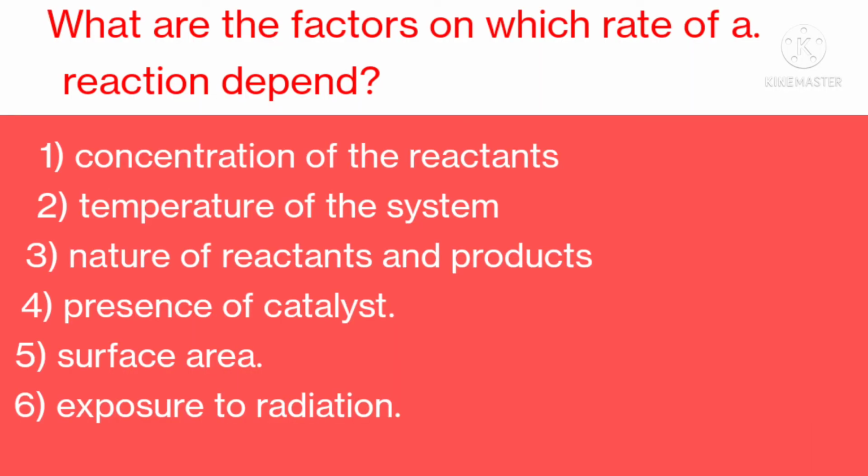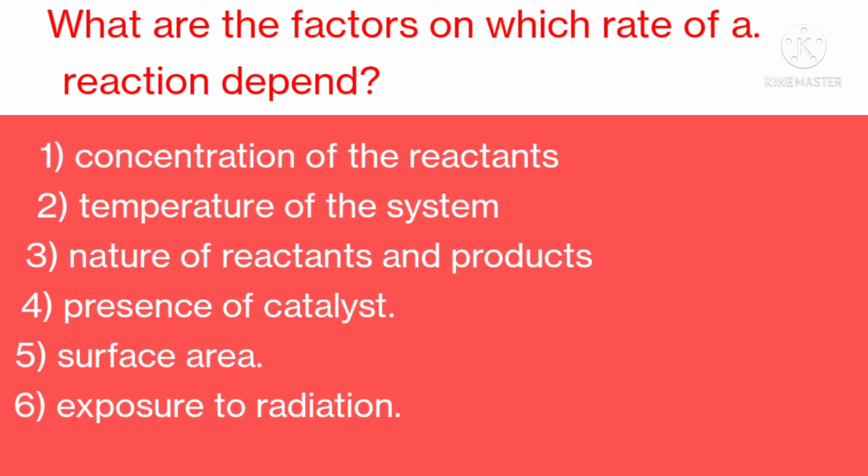What are the factors on which rate of a reaction depends? Number one, concentration of the reactants. The rate of a reaction is directly proportional to the concentration of reactants. Number two, temperature of the system. In general, an increase in temperature increases the rate of almost all chemical reactions. Number three, nature of reactants and products.